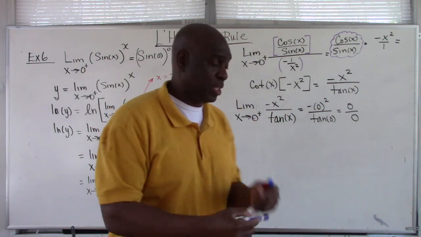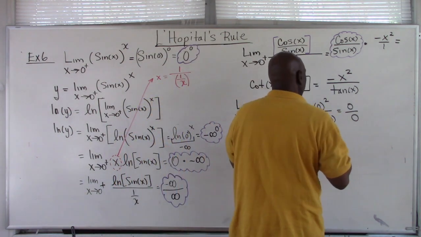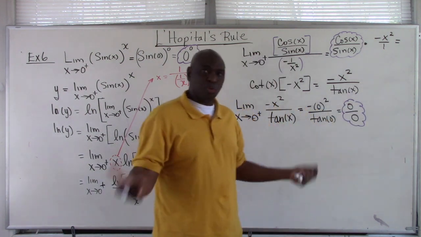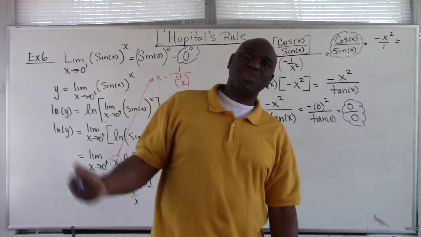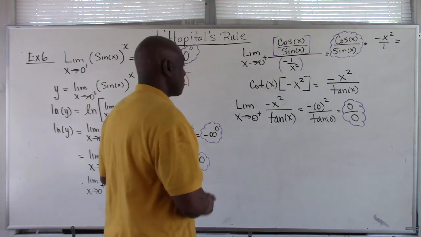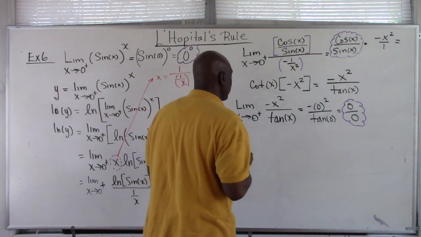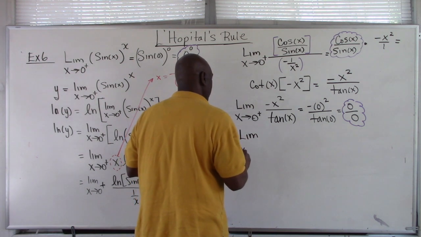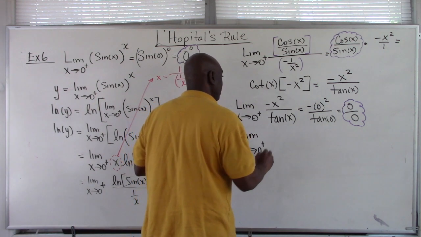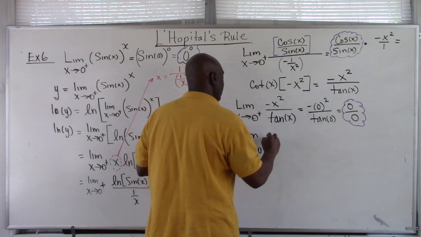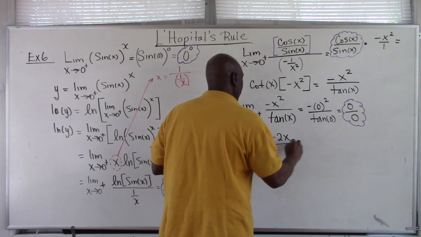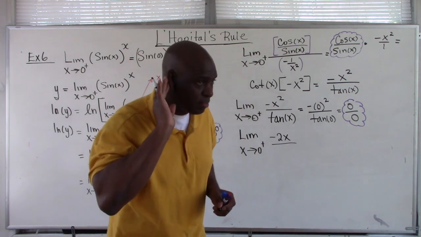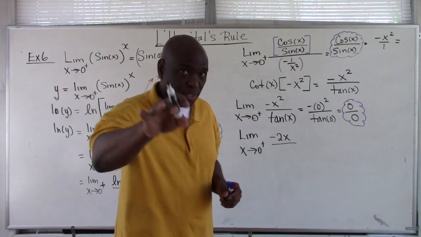And here we go again. We have another L'Hopital's rule that we have to use, because this is L'Hopital ready. So we have to do L'Hopital again. So now we're going to have the limit as x approaches 0 from the right. The derivative here is negative 2x. And the derivative of tangent x, do you remember? Correct. Secant squared x.